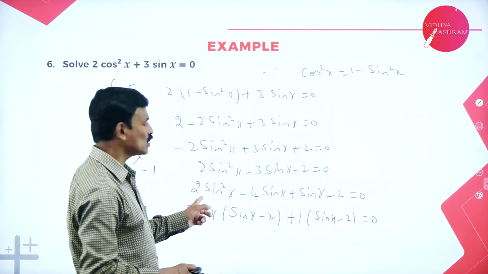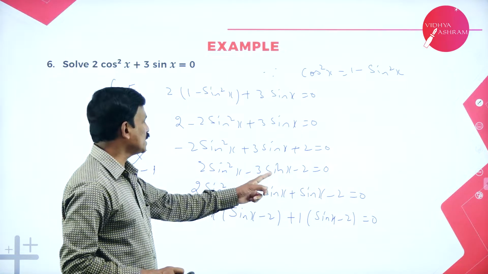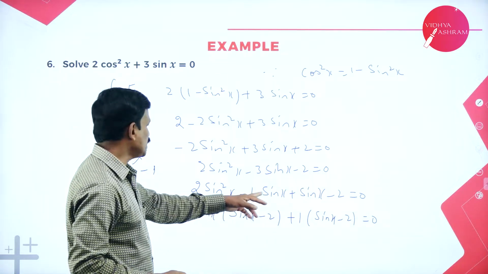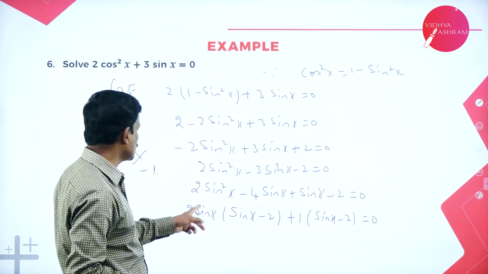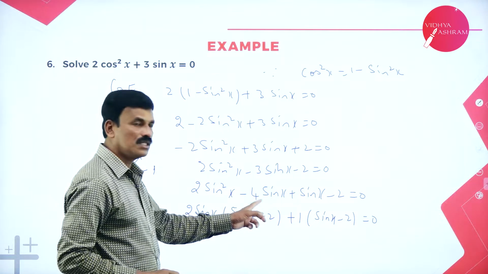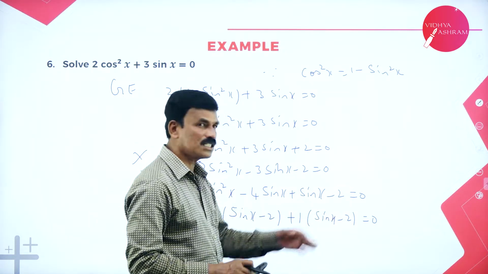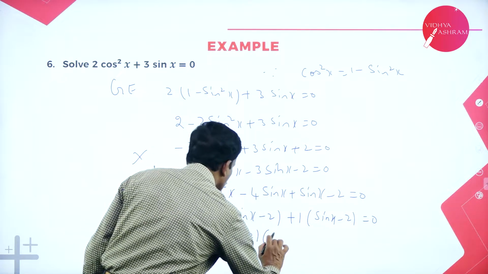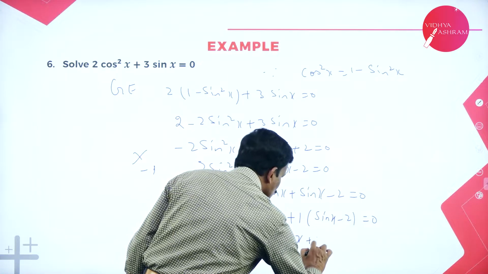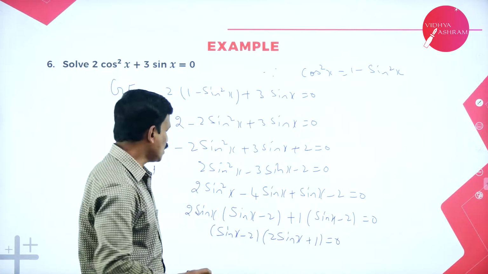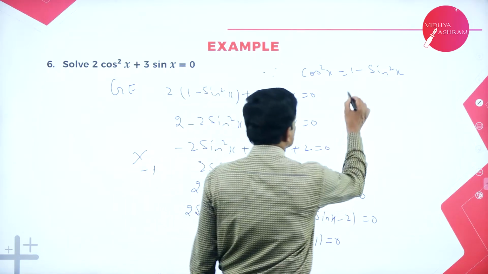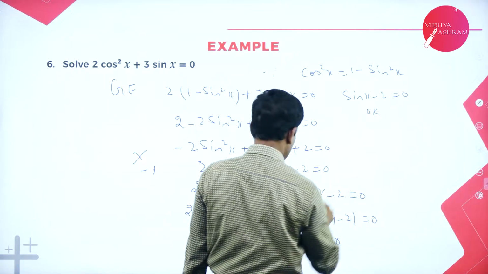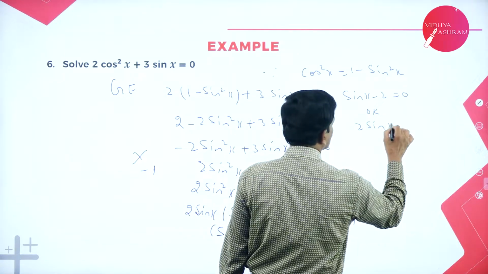See here, 2 sine square x minus 3 sin x can also be written as minus 4 sin x plus sin x minus 2 as it is. We can take 2 sin x as a common factor; what is left over is sin x minus 2. Again, plus 1 as a common factor, sin x minus 2 as it is. Now in these two, sin x minus 2 is the common factor, into 2 sin x plus 1 is equal to 0. Okay. Now here two cases arise: sin x minus 2 is equal to 0, or the other case is 2 sin x plus 1 is equal to 0.